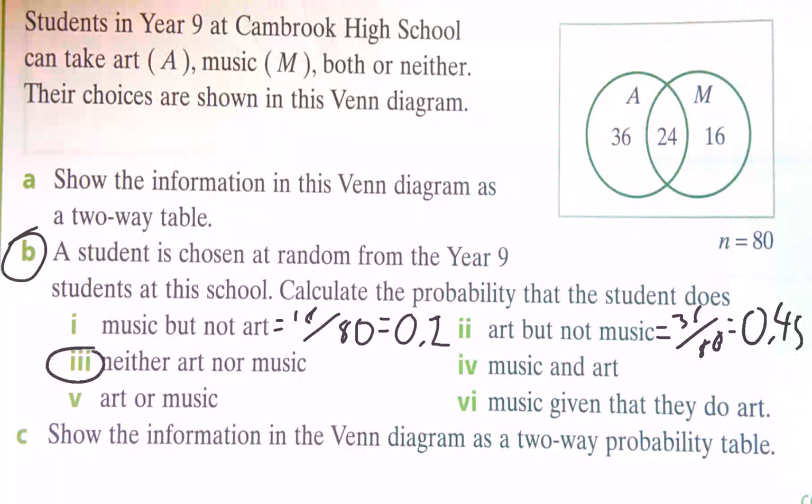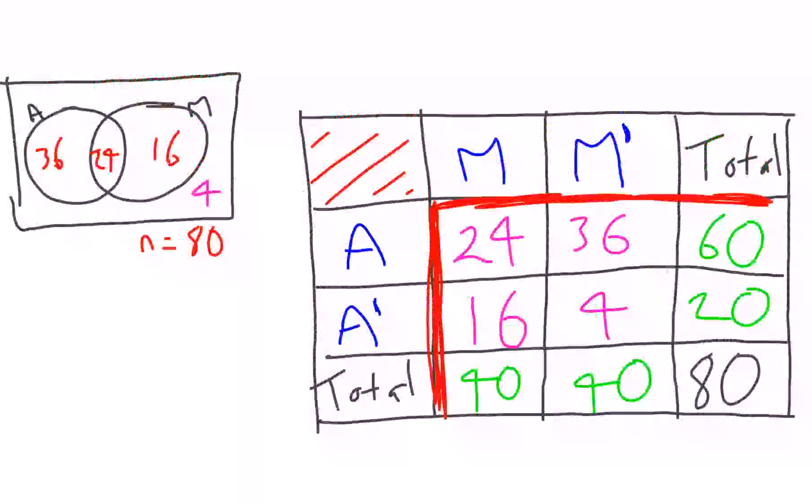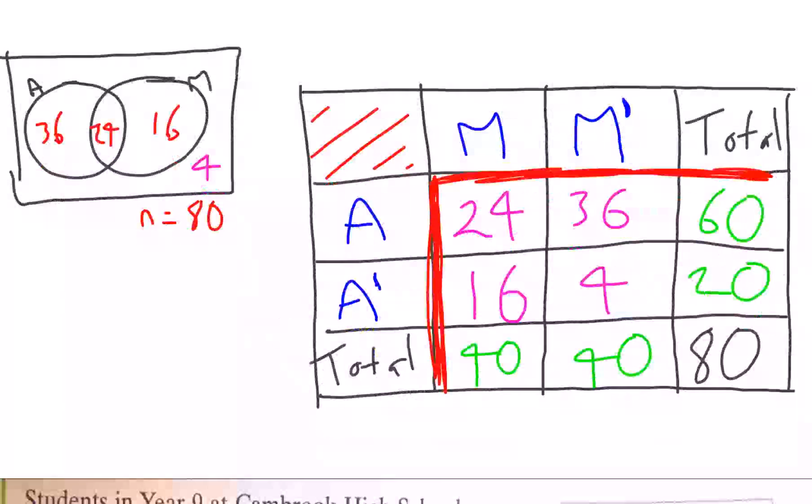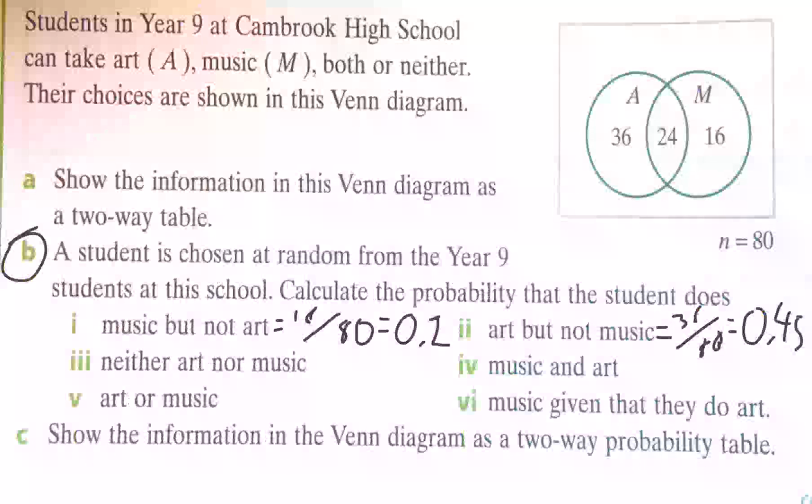Question 3. Neither art nor music. That is our students who don't do either. Check our table. These are the students who don't do either. That's 4 out of 80. Go back to our question. 4 out of 80. Do our division. I've got 0.05. And very definitely running out of space. So you can see how we get those probabilities.